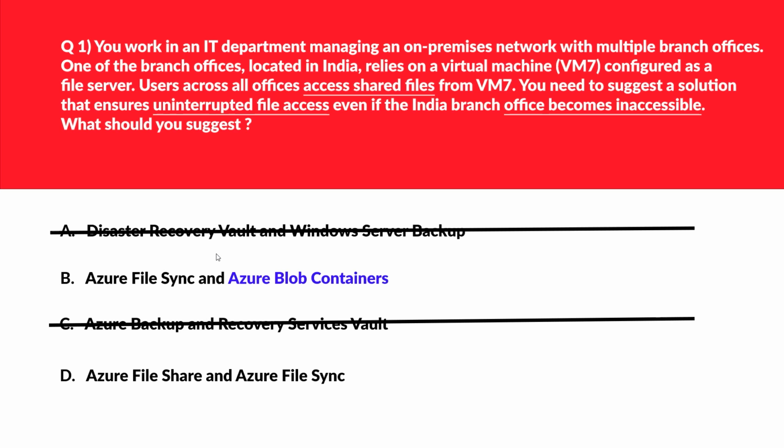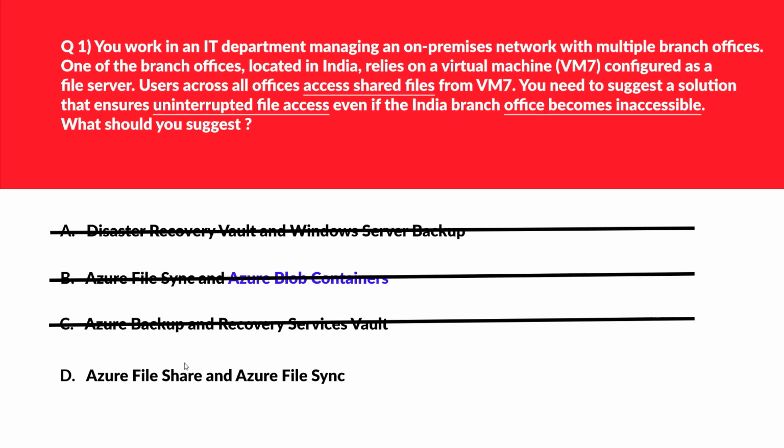Now let's move to option B. B says Azure File Sync and Azure Blob Container. I have highlighted the main word in blue, that is Azure Blob Container. We know that Azure Blob containers aren't designed for file sharing as required by the question. So we'll eliminate option B as well.